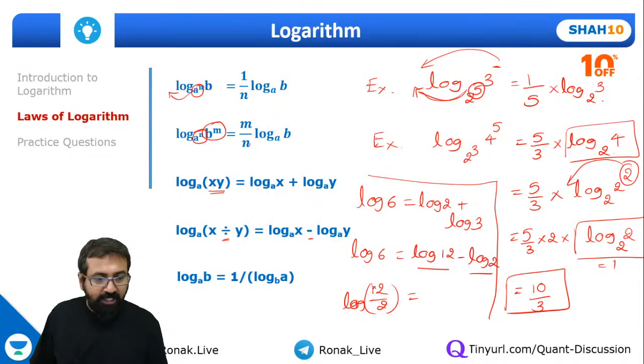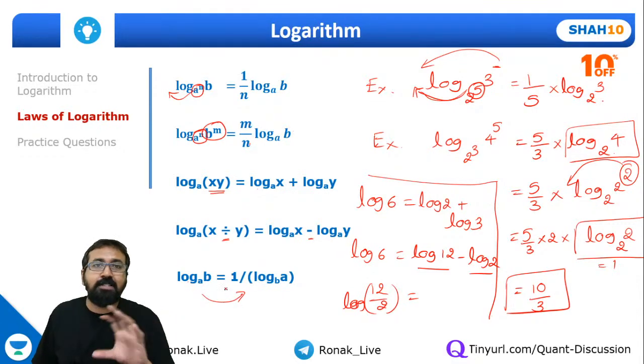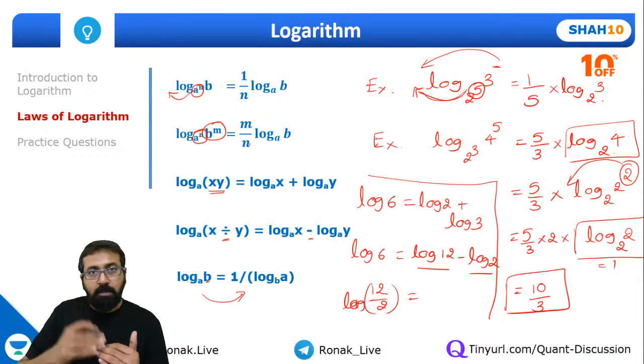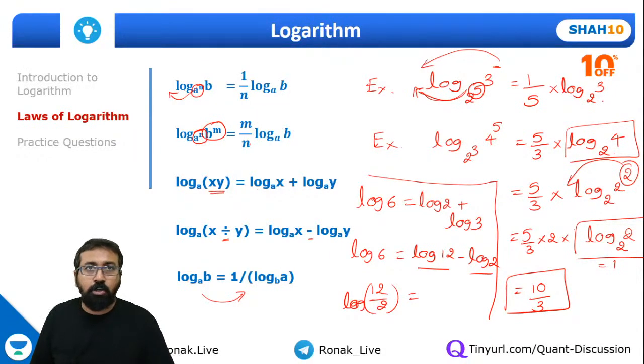Great. Fine guys, and there is one more rule. Log of b with base a is equal to 1 upon log of a with base b. So according to this rule, when you take reciprocal of a log number, the base and the number will interchange the position. So I have taken a reciprocal of logarithm, so these two will interchange.